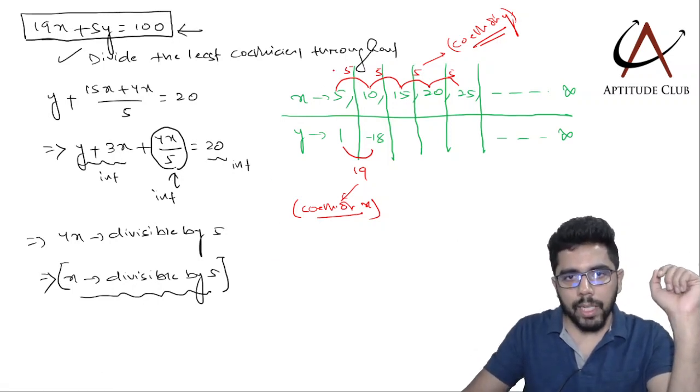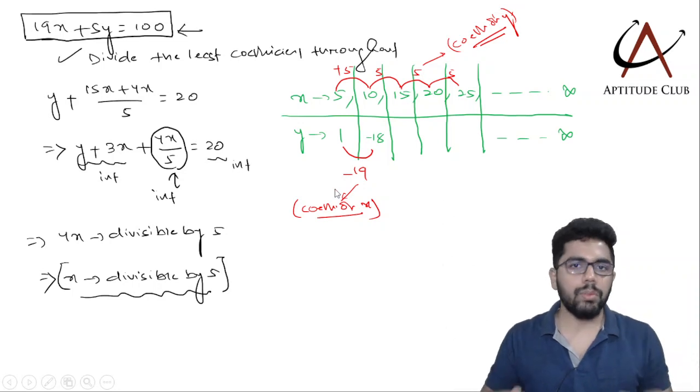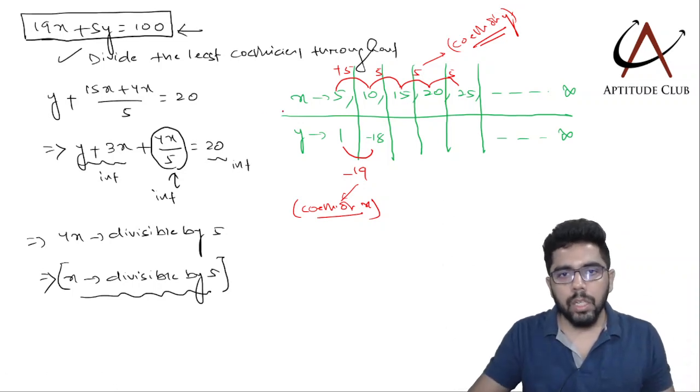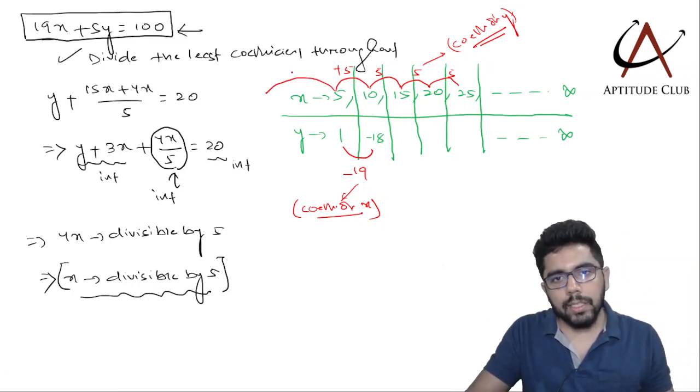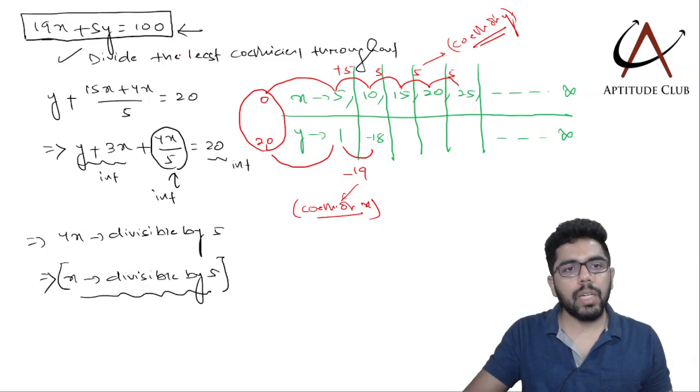But one thing is that if you are increasing x, y will decrease, and vice versa. If you are decreasing x, y will increase. Suppose I go back, I'll decrease x, so this becomes 0. So you increase y, so y will become 20. So look at this, 0 and 20 will also satisfy this equation.